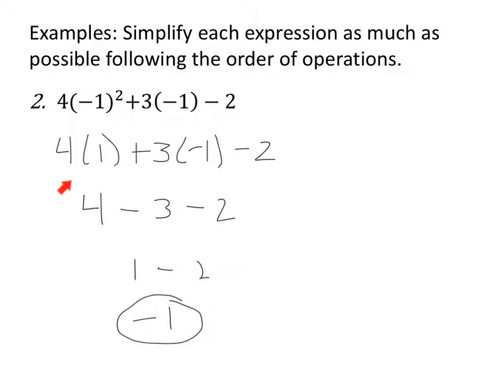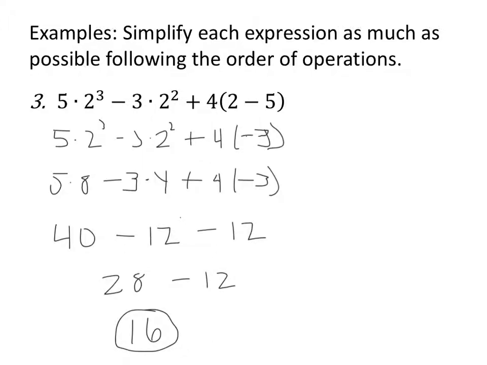Only took care of exponents in my first step. Next I'm going to multiply. 4 times 1, 4. 3 times negative 1, minus 3. And my negative 2 hanging out. Now I add and subtract, going left to right. 4 minus 3 is 1. Still have my minus 2. 1 minus 2 is negative 1, the simplified version.